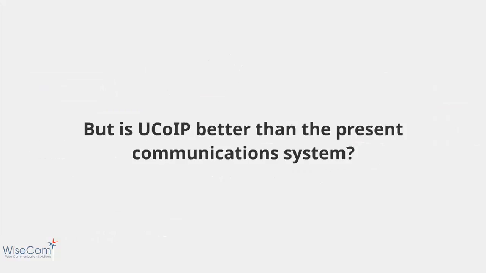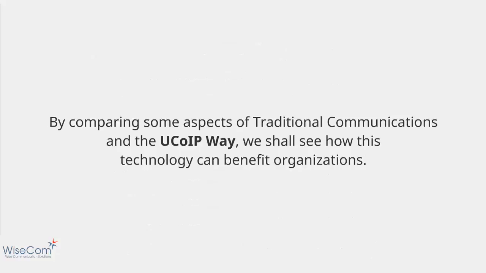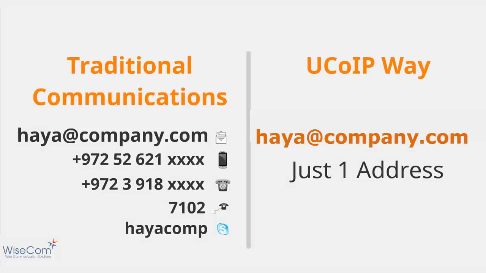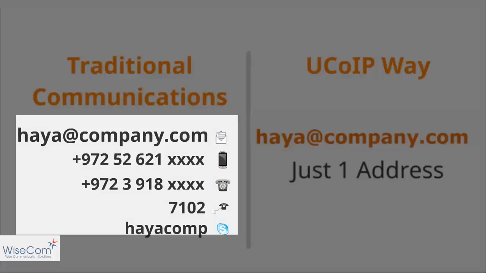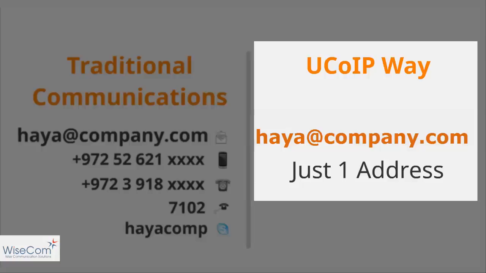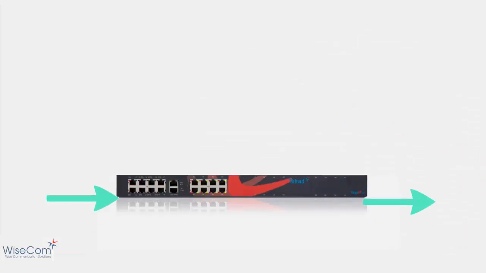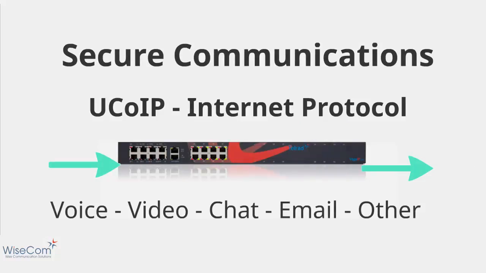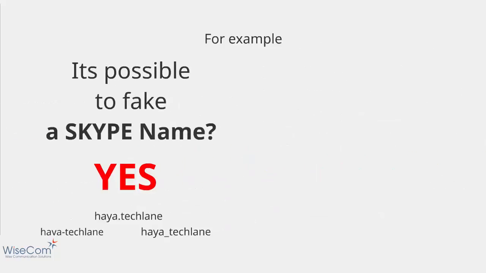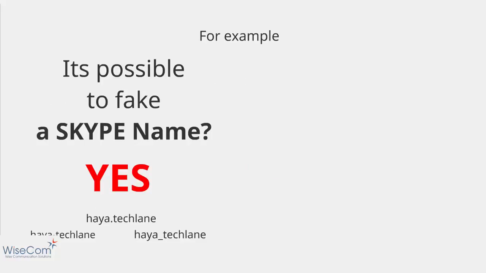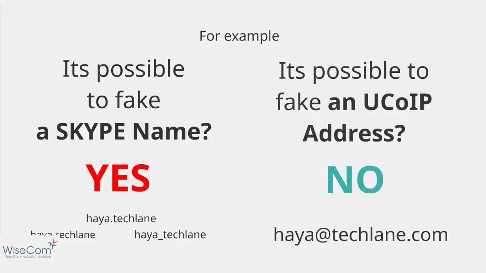But, is UcoIP better than the present communication systems? By comparing some aspects of traditional communications and the UcoIP way, we shall see how this technology can benefit organizations. In today's traditional communications, as a professional you have at least 4 numbers and addresses to communicate, while with UcoIP you only have 1. With the UcoIP system, all communications pass through the IP and, therefore, are encrypted by the personal server and are also untraceable. It is possible to fake, for example, a Skype address. But it's impossible to fake the UcoIP address.